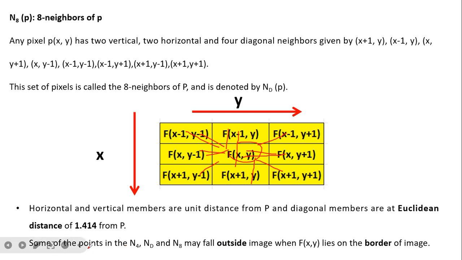It may happen that some of the points in N4(P), ND(P) and N8(P) may fall outside the image if P lies on the border. So for example, if f(x,y) is at this location, some of the neighbors go outside the image boundary.